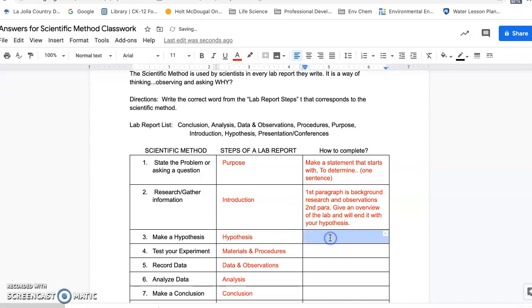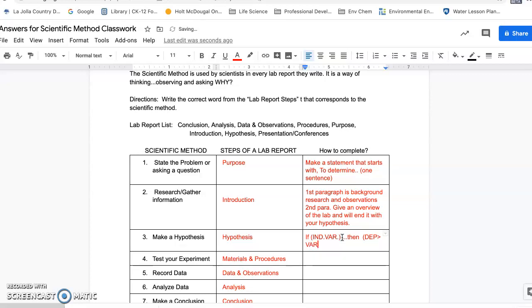The hypothesis is always written in an "if," your independent variable, "then," your dependent variable. Those should be periods, I apologize. Period, right? At the end.